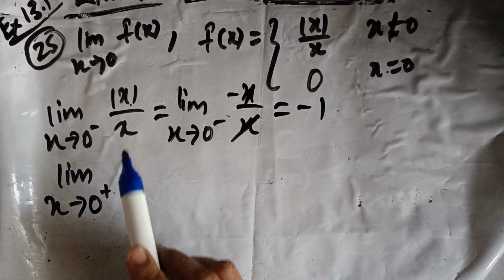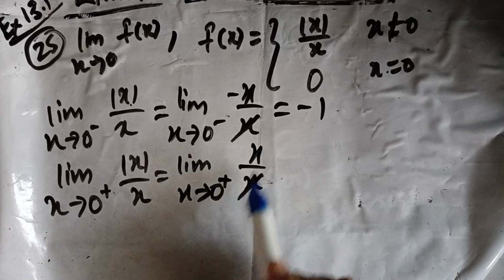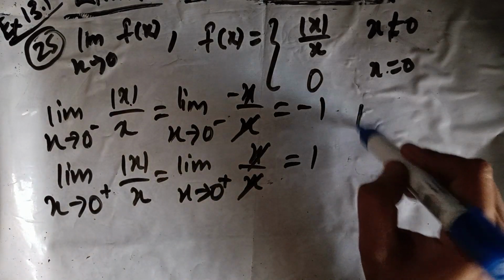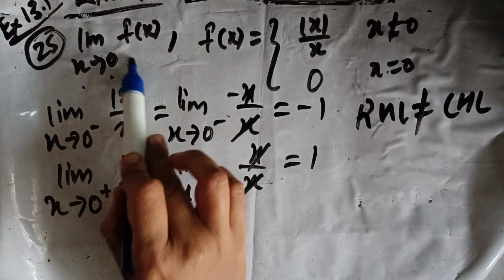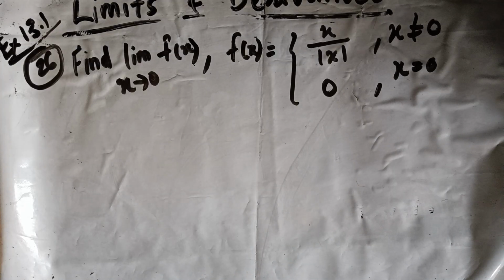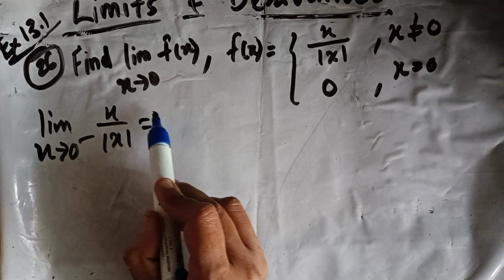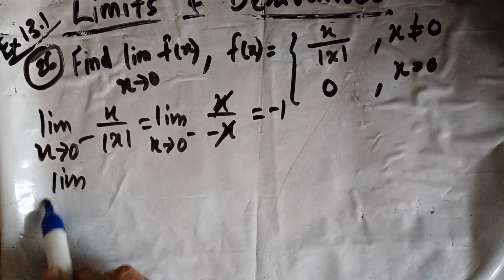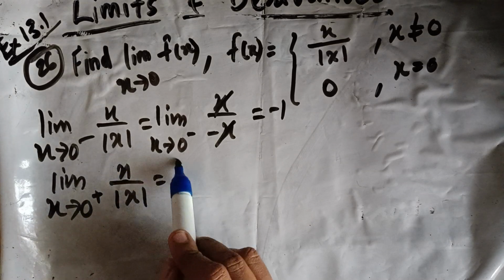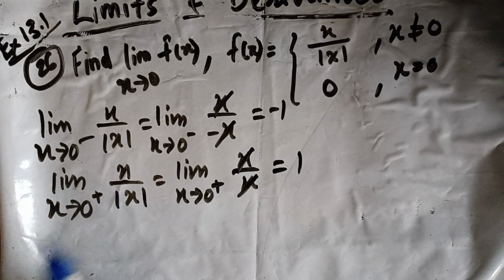For positive, we have to take x upon x, which is 1. Okay. So right hand limit is not equal to left hand limit. So at limit x tends to 0, f(x) does not exist. Okay. Same way you have to solve this. So for left-hand limit, x upon mod of x becomes negative. Answer is -1. For right-hand limit, it is positive. Okay. So again, left-hand limit is not equal to right-hand limit. So limit as x tends to 0, f(x) does not exist.